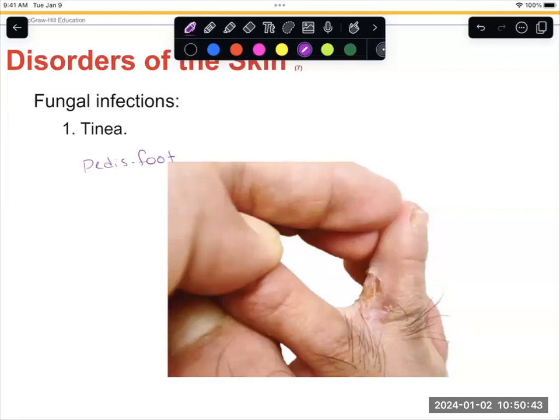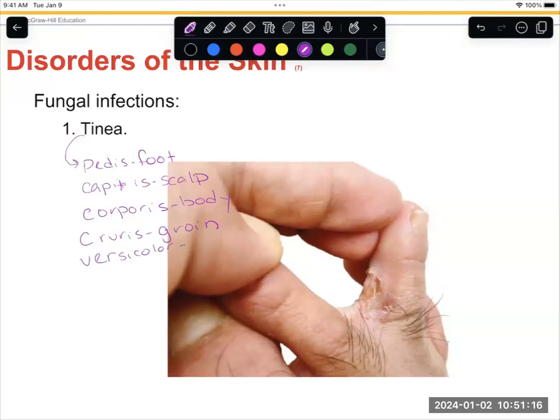We have Tinea capitis, which is in the scalp. We have Tinea corporis, which is in the body. There is Tinea cruris, which is in the groin. And then we have Tinea versicolor, which is in the trunk or body.